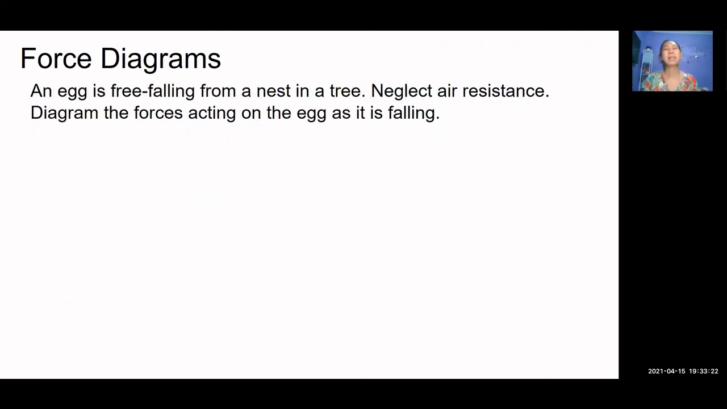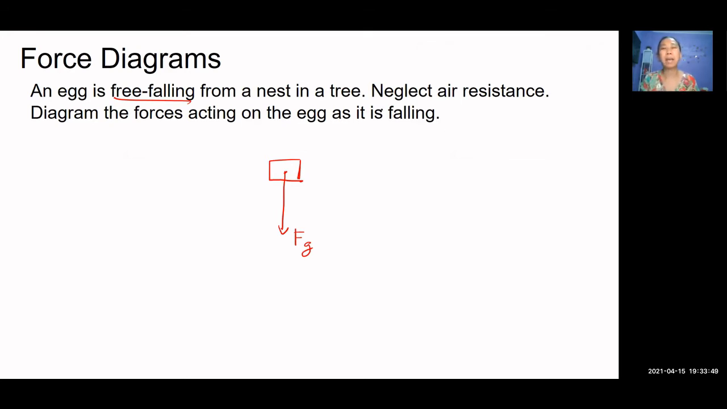Okay. So, the next one, an egg is free falling from a nest in a tree. So neglect air resistance and diagram the forces acting on the egg as it is falling. So remember, yung egg dito is free falling. So sinasabi natin na kapag free falling ang isang object, walang ibang force na nag-act dito, kundi gravity lang. Kaya meron tayo dito na force of gravity which is acting downwards. Okay, wala bang air resistance?